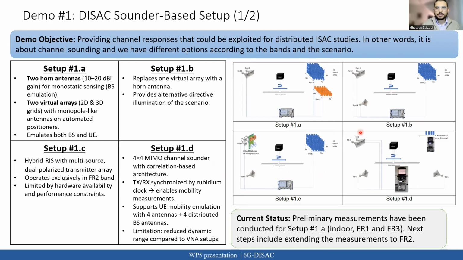In all of these setups, 1.A, B, and C, we are modeling a static UE by using the virtual arrays, which are obviously not moving. And to explore the dynamic case, meaning that the UE is in motion, we are supporting this by introducing a 4x4 MIMO channel sounder and using a rubidium clock, which enables a synchronization between the transmitter and receiver. The current status of this demonstration is that we have already some initial measurement results, which we are going to show in the following slide.